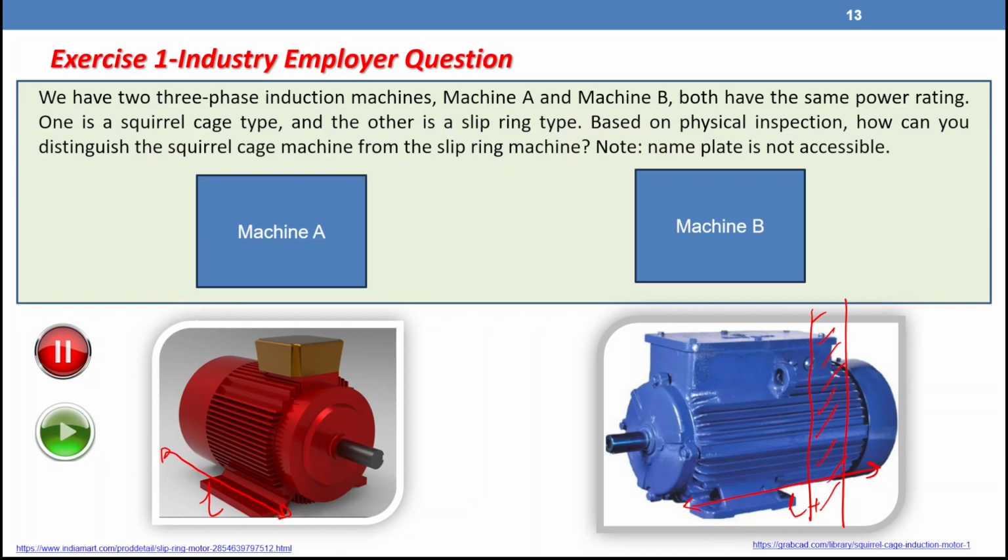So by your eye, you can say that that one is a squirrel cage because that one is a shorter shaft, and that one is slip ring because that one is a longer shaft.